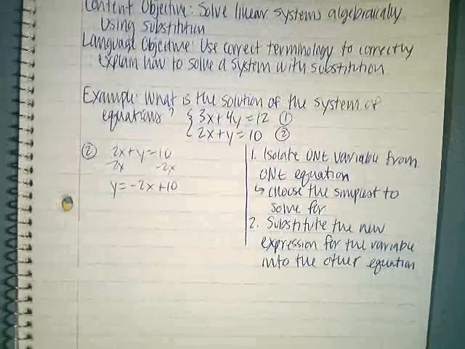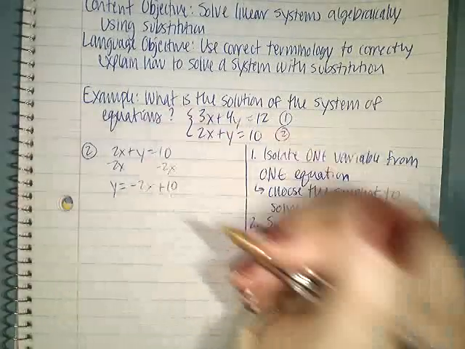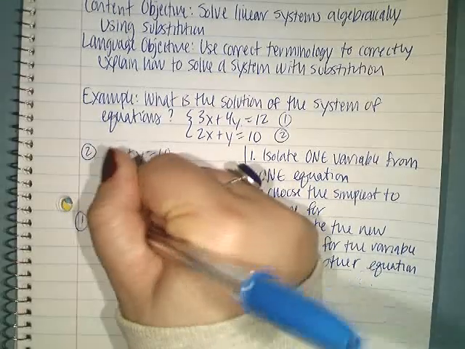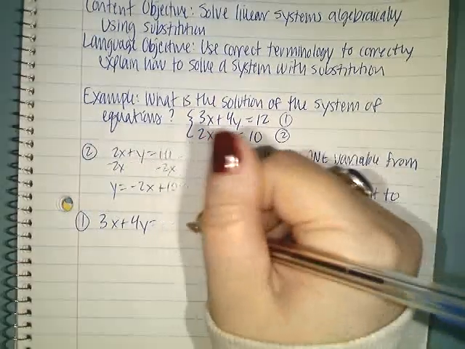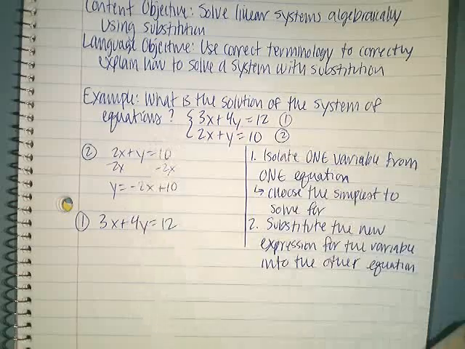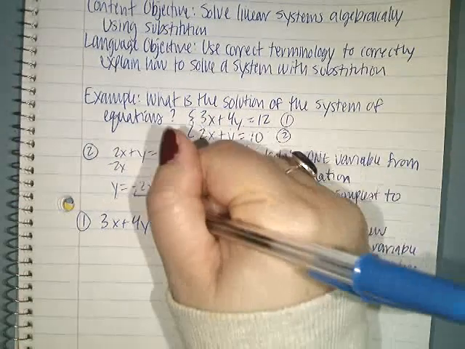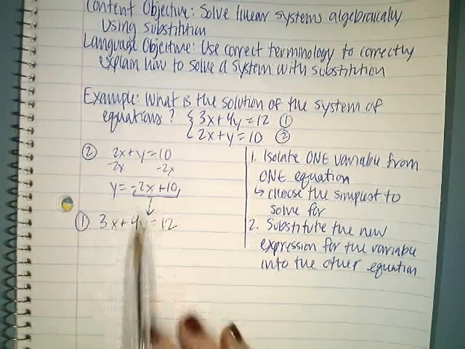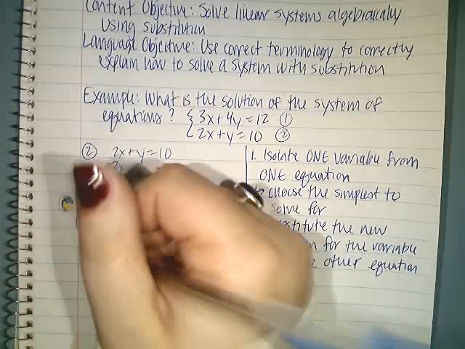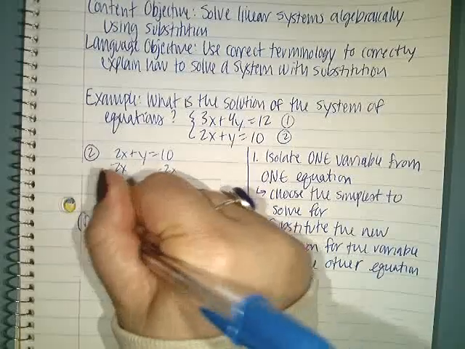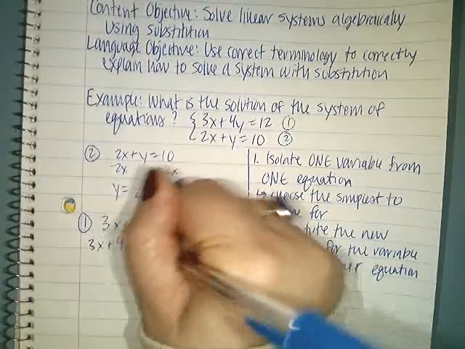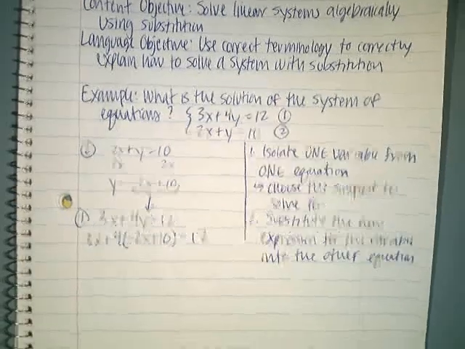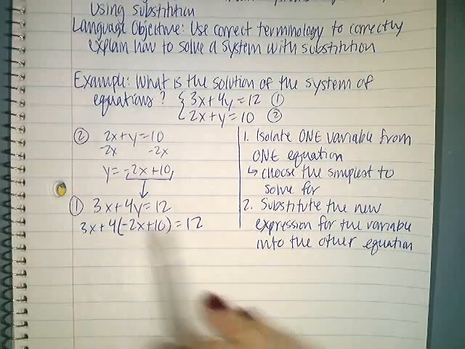So what this looks like is I'm going to take my equation number 1, which is 3x plus 4y equals 12. And I'm going to substitute this whole thing in for y. So I'm taking the whole expression for y and substituting it into this y. So I'm going to have 3x plus 4 parentheses negative 2x plus 10 equals 12. So I've now substituted my expression for y into the other equation.